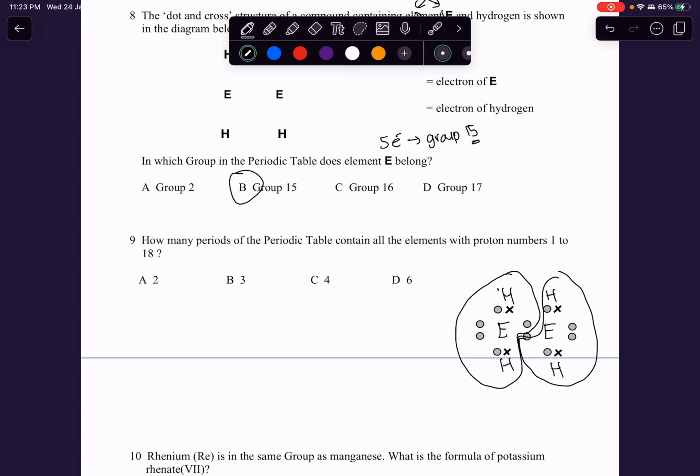I think a lot of you didn't divide the 2 electrons, so you just looked at one side with a 6 and then said group 16. That is wrong. Remember, sharing is equal, as far as your syllabus goes.